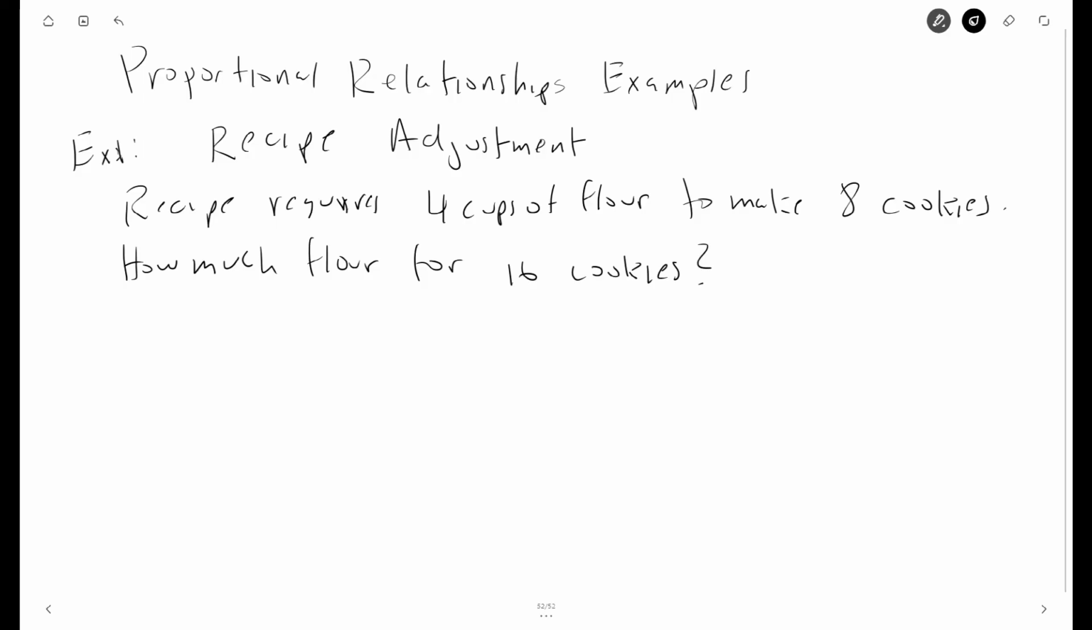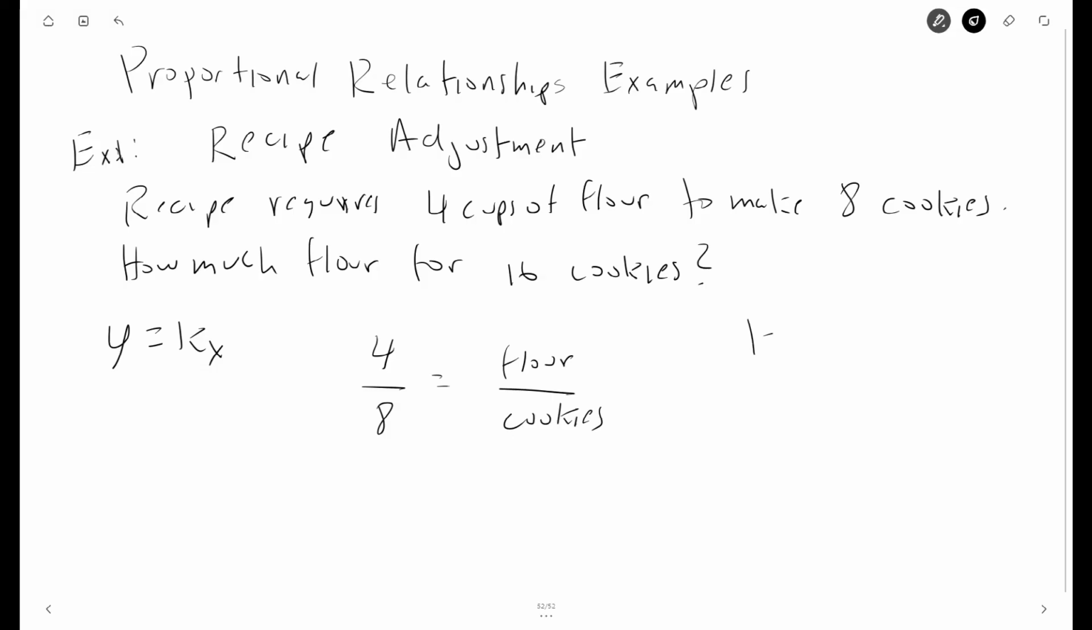Okay, so let's do the ratio. Remember that the equation y equals kx. So the ratio here is 4 cups of flour for 8 cookies. That means we have 4 over 8, flour and then cookies. So this is the relationship here.